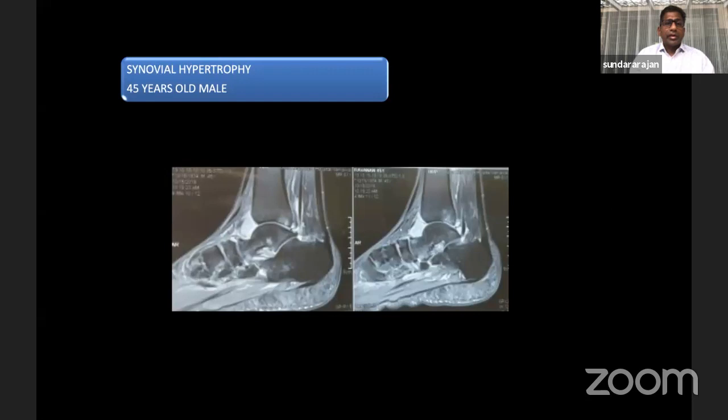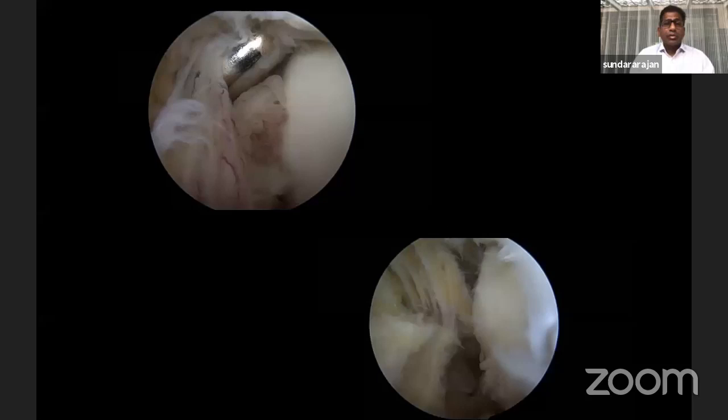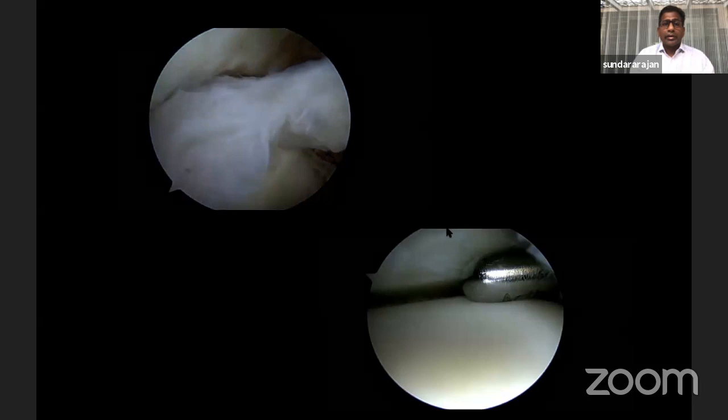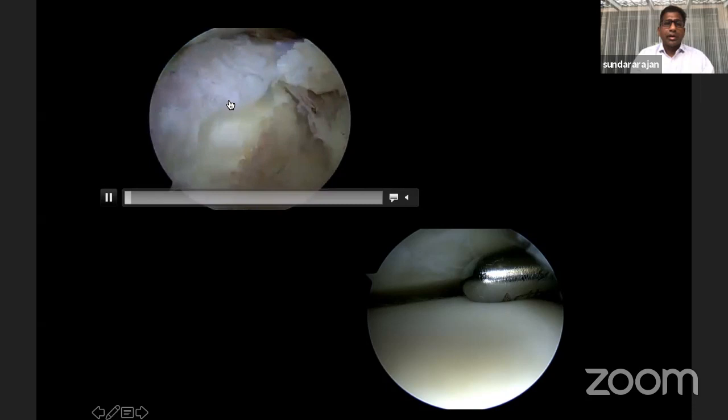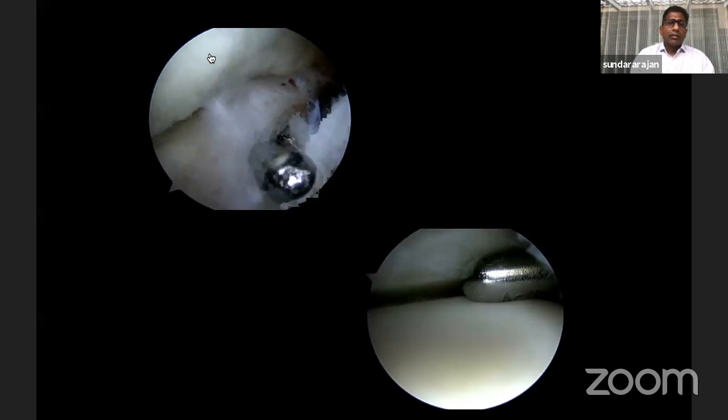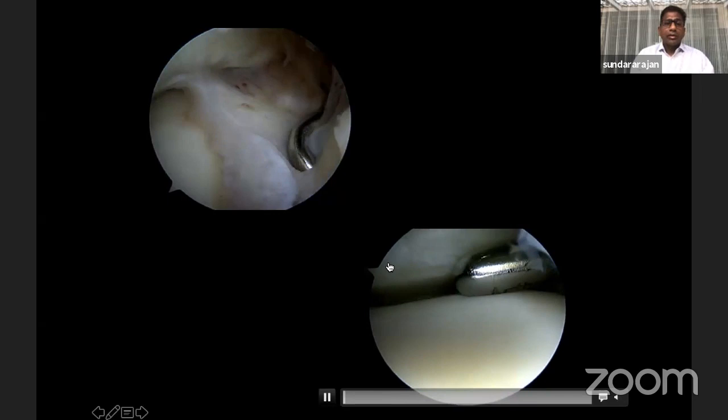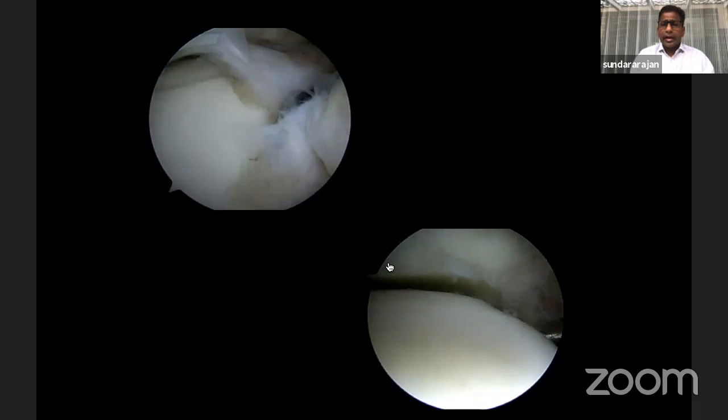So this is a 45 year old male patient who had a synovial hypertrophy. As you see here, there's a big synovium in the front of the joint that limits the motion, is also very painful, and not improving with conservative management. You can see a lot of synovial tissue all around the gutter and also in the front of the joint. And you see in this video, the synovium just goes and gets caught between the talus and the tibia. So this is the talus and that is the tibia. So the synovium is impinging with each movement. This kind of patient will improve with synovectomy. Not only does that help you to get pain relief and the diagnosis, it also helps to relieve all the impingement pain.